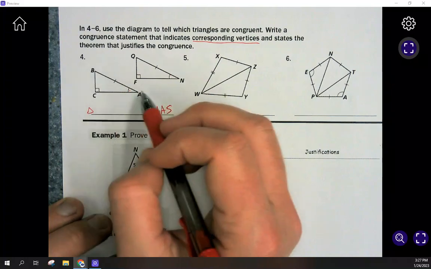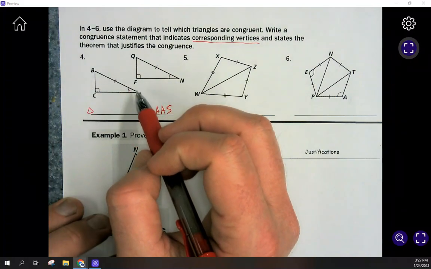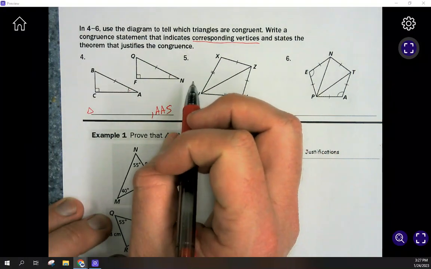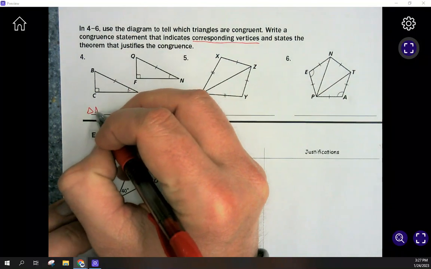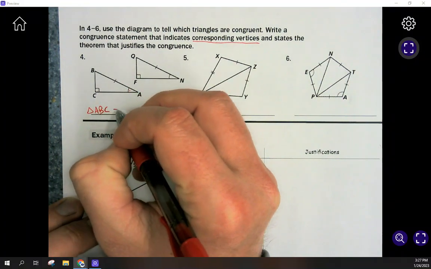Triangle, I'm just going to go around. You can put this in alphabet. You could call this ABC if you want. I guess let's just do that for the sake of it.